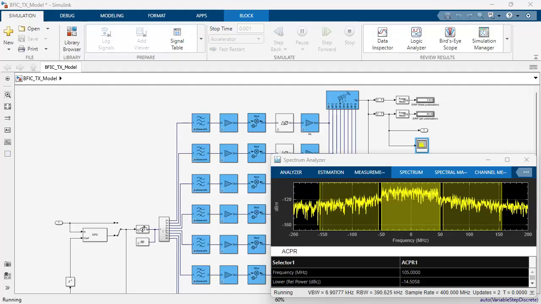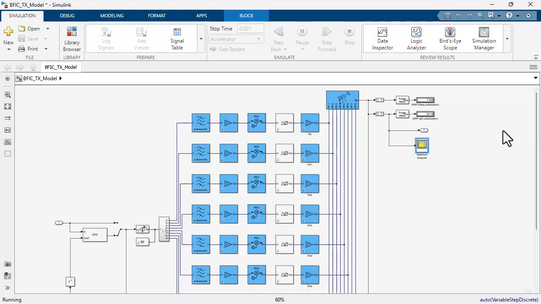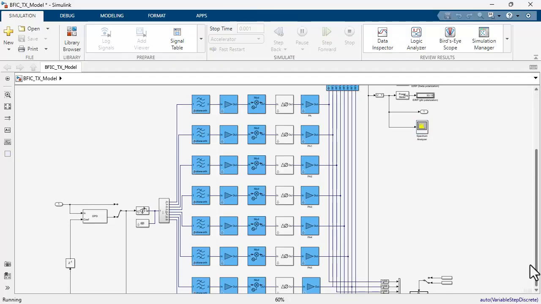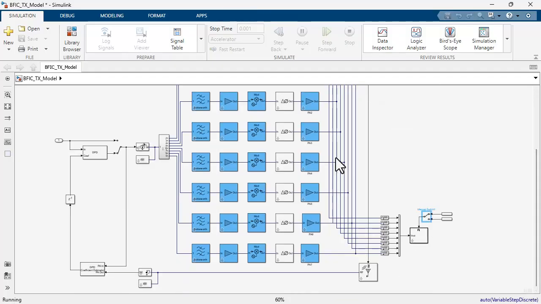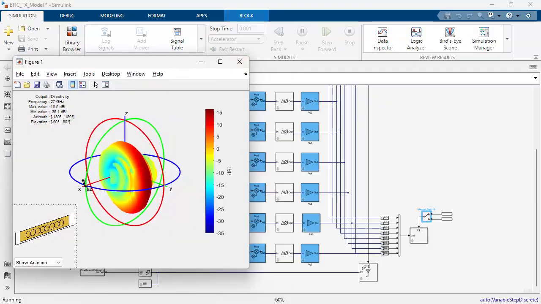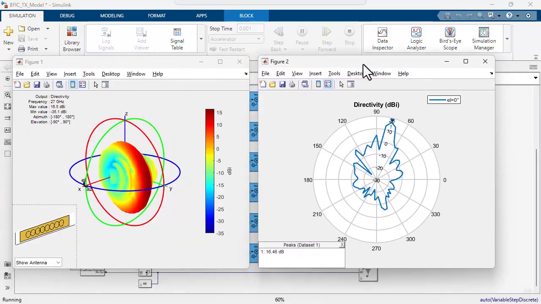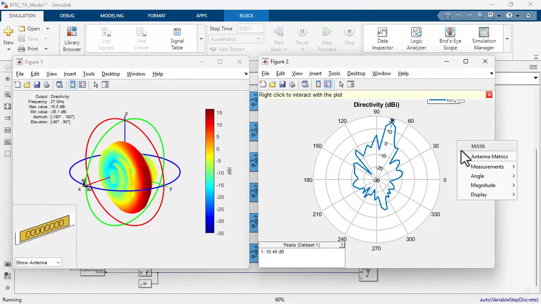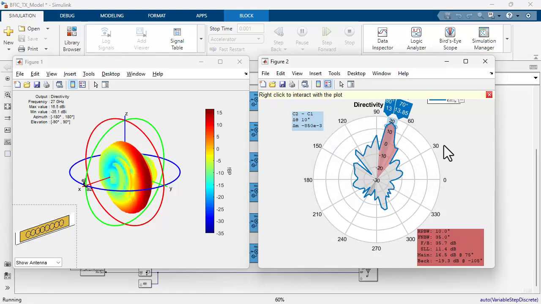So let's see this example in practice. I'm going back to the Simulink model as we left it, our BFI-CTX. And I'm going to browse down and plot the pattern, in this case, at the output frequency of 27 gigahertz. Here we are probing the instantaneous voltages at the terminals of the antenna and using these instantaneous voltages essentially to feed the electromagnetic solver and look at the pattern as it is. The good news is that we are steering the beam in the desired direction with the desired EIRP.